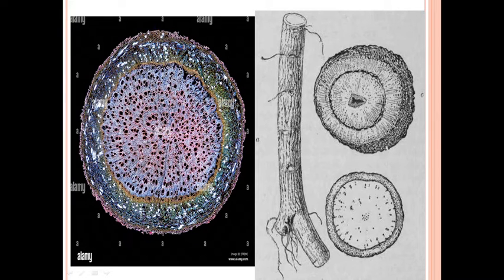Simple and compound types of starch grains are present, and these are the sandy crystals of calcium oxalate. The structure gradually changes, and the root passes into the rhizome. This is the transverse section of root, and when this root is converted into rhizome, the structure of rhizome will differ from the root.